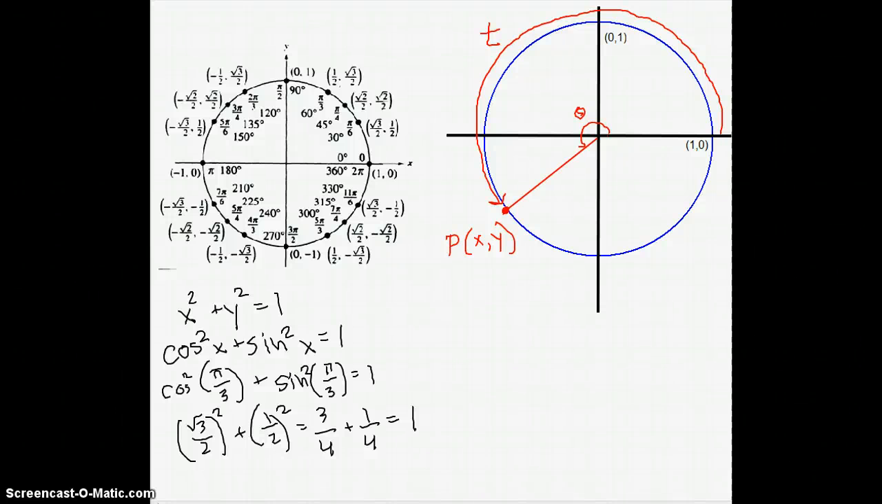Okay, welcome to the third and final video that I'm going to make on unit circle trigonometry. So let me just first explain some of the diagrams.